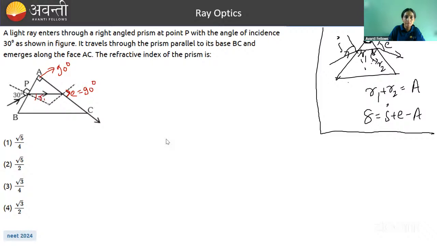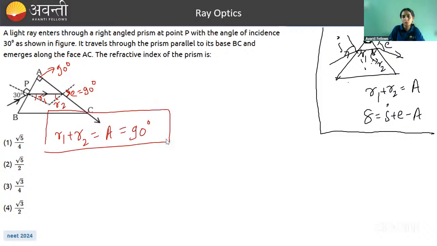We don't know R1, we don't know R2, but we know one thing, that R1 plus R2 is equal to A, and that is equal to 90 degrees here. So this thing is clear. We have to calculate the refractive index of the prism. Let's apply Snell's law at the point P. Refractive index of air we will take as 1, because nothing else is mentioned about the medium in which the prism is kept.